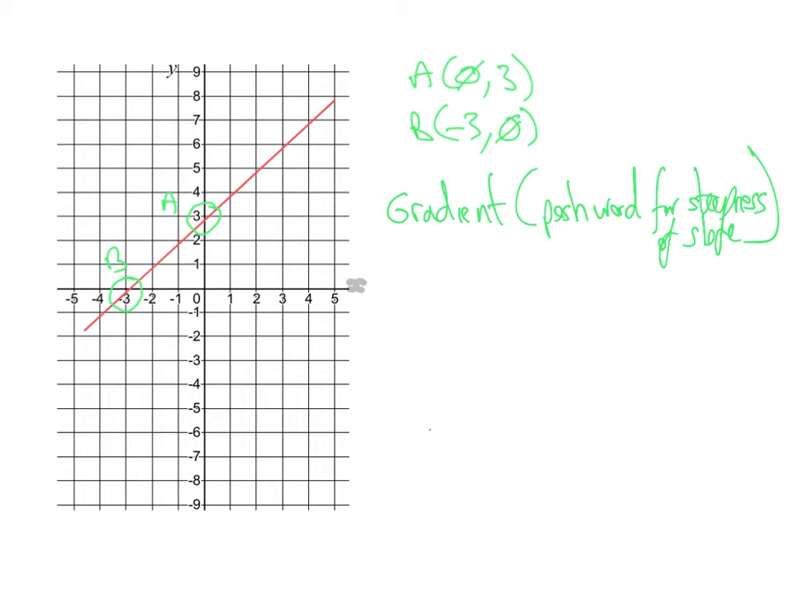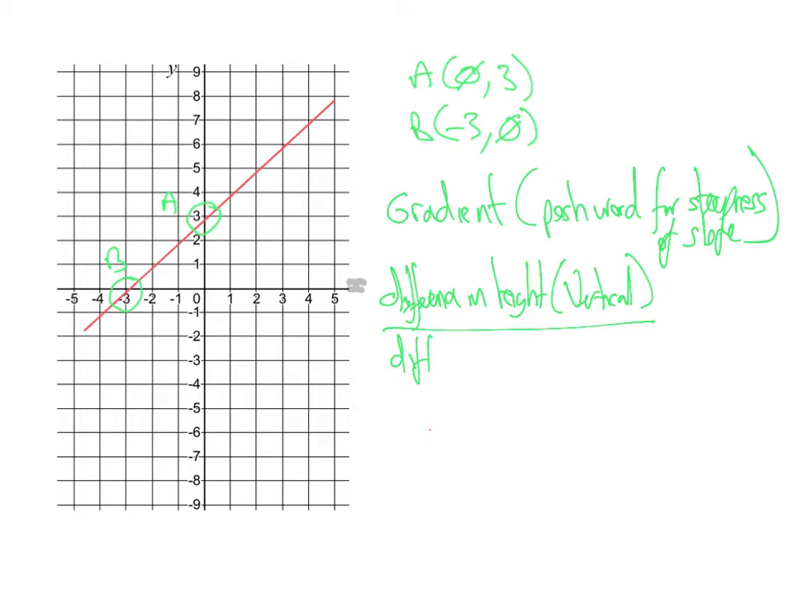Now, we've talked about separating out the travelling horizontally and the travelling vertically. So the formula for working out a gradient is the difference in height, so the difference in the vertical, over the difference in the length, or the horizontal, or sometimes it's called the travel, what you've travelled horizontally, okay? And that's how we work gradient out.